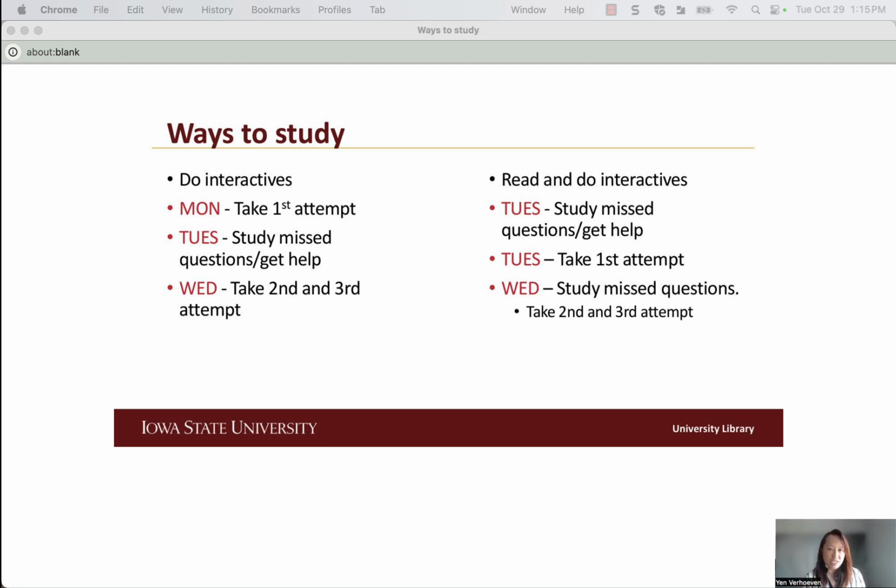I always suggest taking your first attempt early. Don't wait until the last minute. And there's a couple reasons why. One is it's a great study tool, that first attempt anyway, along with those interactives. The other reason is if it is 11 o'clock before the deadline when the quiz closes and you take your first attempt and you don't pass, you don't have very much time left before the quiz closes.